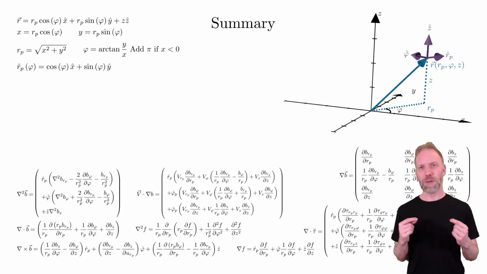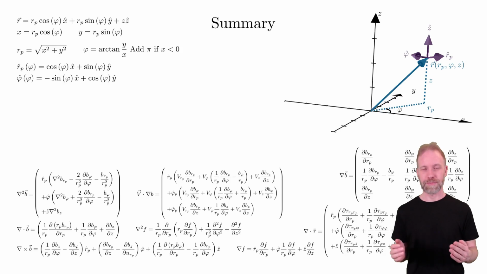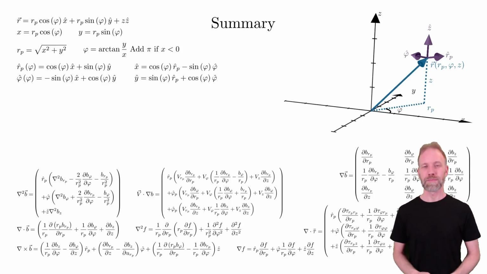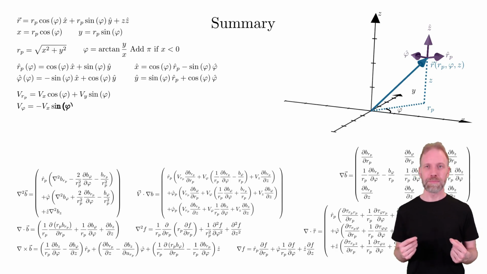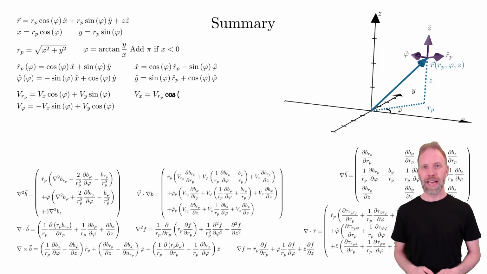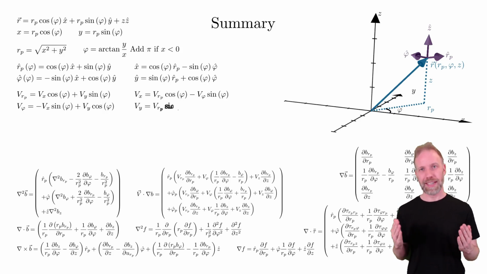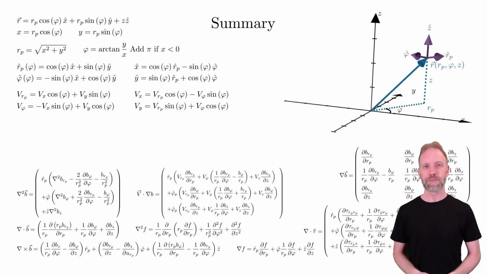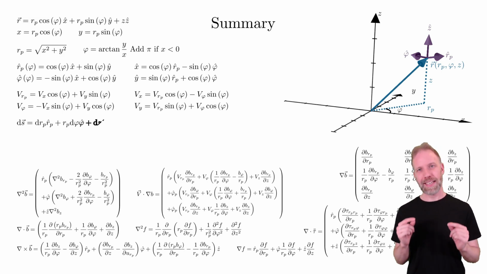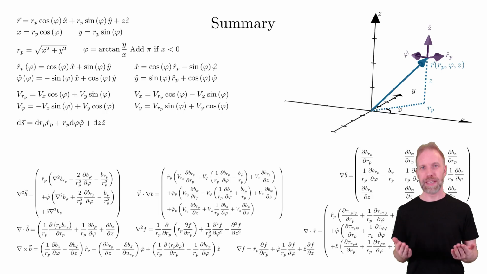We can also express rp hat and phi hat in terms of x hat and y hat. Similarly, x hat and y hat can be expressed in terms of rp hat and phi hat. If you need to transform a vector to cylindrical coordinates, use the following formulas. And if you want to transform a vector from cylindrical coordinates to Cartesian coordinates, use the following. When doing line integrals, the small line element ds is expressed in terms of the rp, the phi and the z according to this.